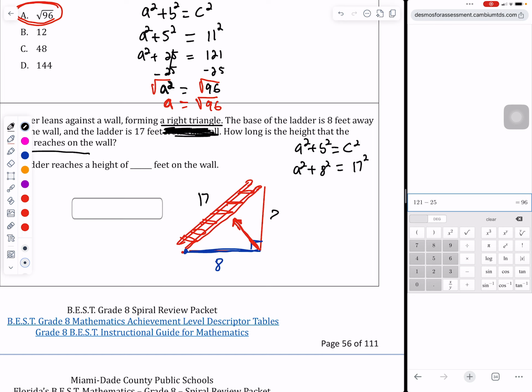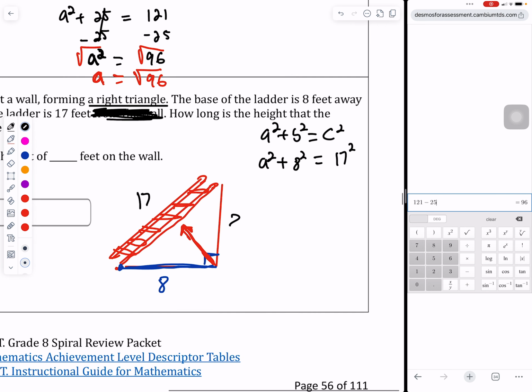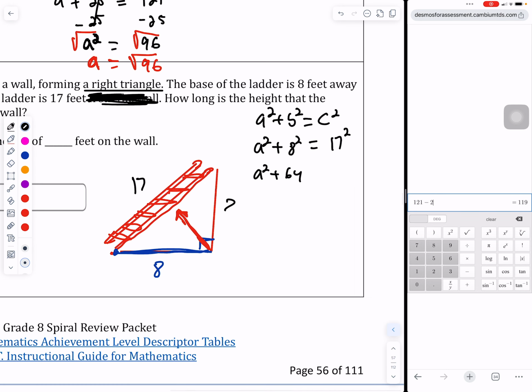I'm looking for one of the legs. So whenever I'm looking for one of the legs, I know I'm going to have to subtract. So I say, okay, well, A to the second plus, what is 8 to the second? 8 to the second would be 64. Now let's do 17 to the second here using the calculator. That's 289.